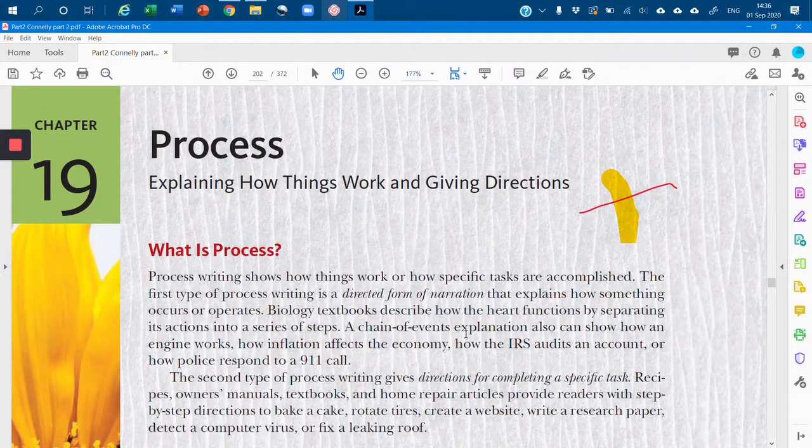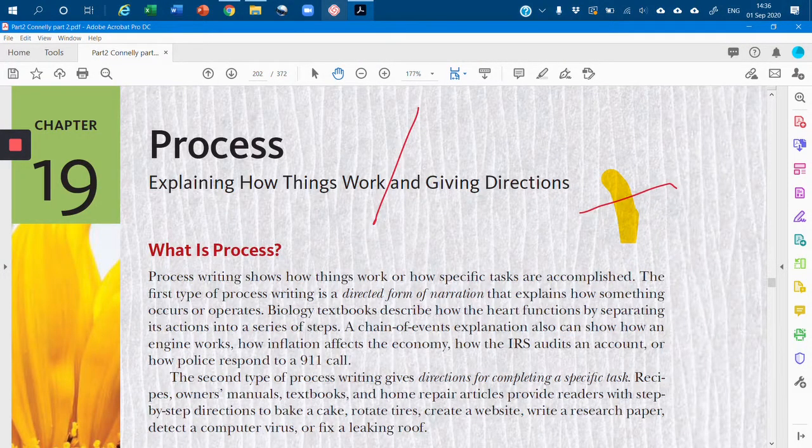Okay, welcome back, guys. By now, you should have submitted your description paragraph, and we're moving on to the next one, which is the process paragraph. And here we're going to explain how things work and give directions.